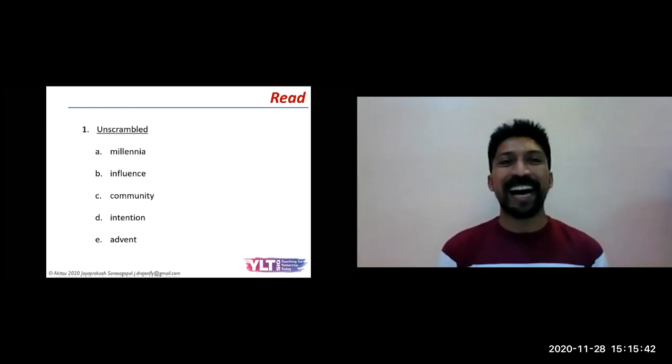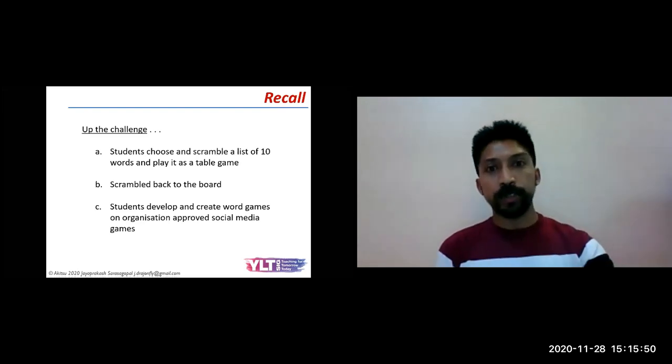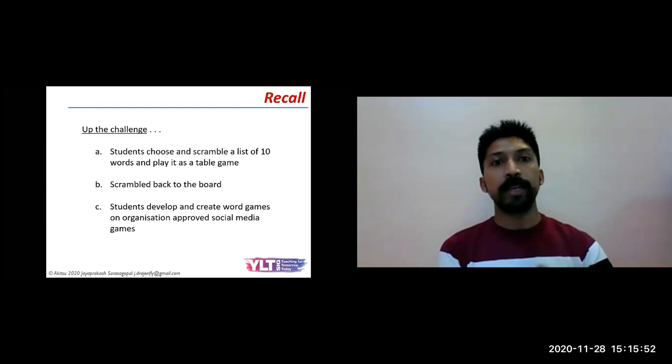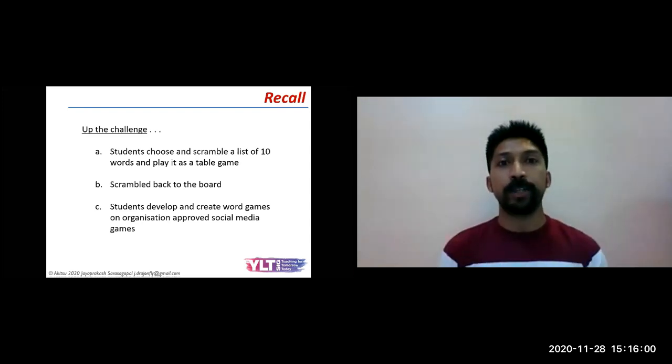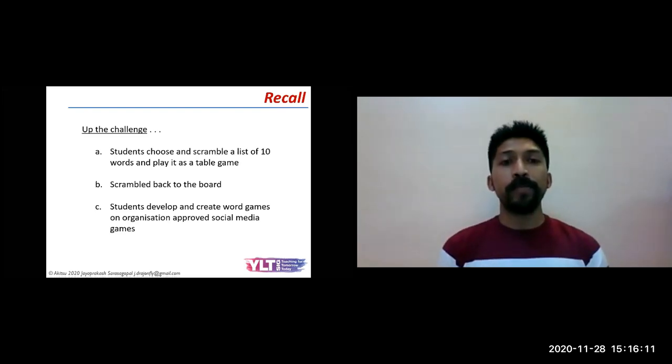What I tend to do is up the challenge for the students. I get the students to go back to the text, scramble a list of 10 words and play it as a table game. I also do scrambled back to the board, where they have to guess what the word on the board is, even though it's scrambled. Or C, students can develop and create their own word games on organization-approved social media games.